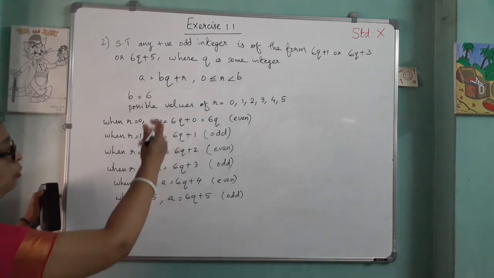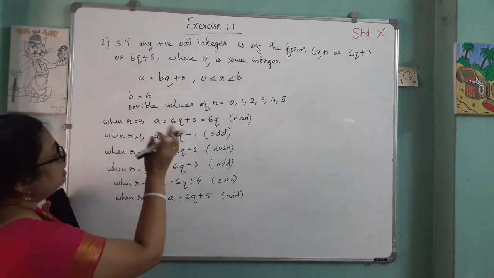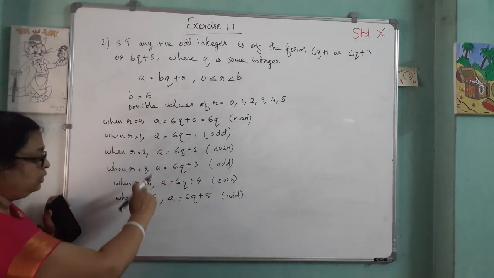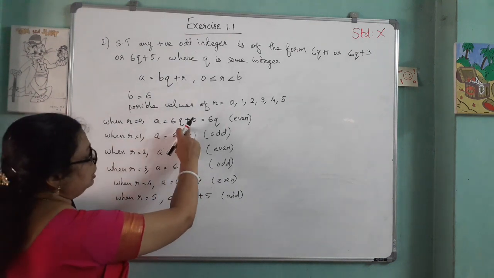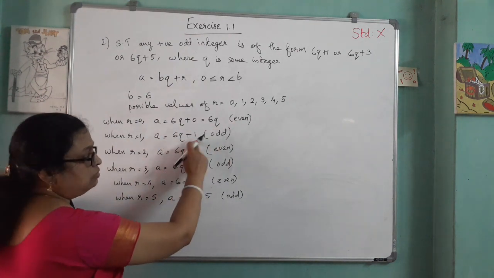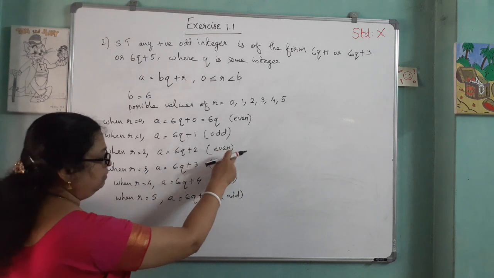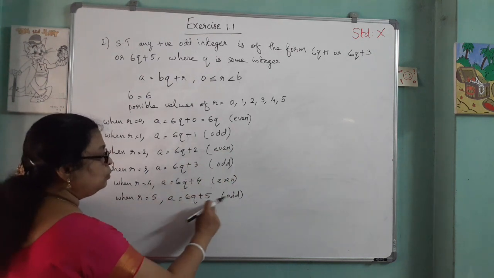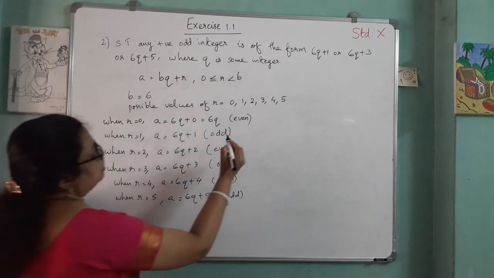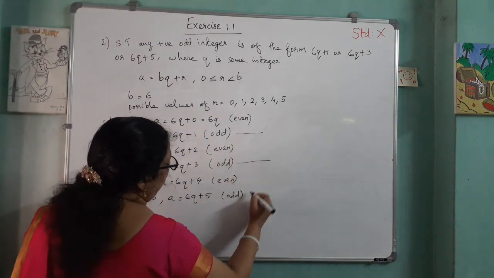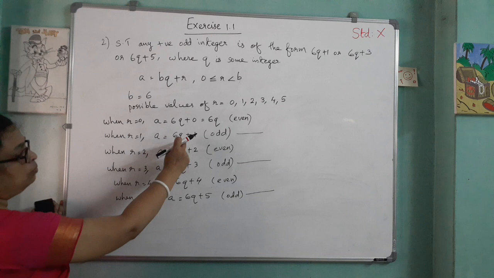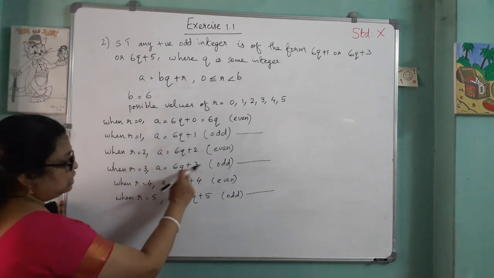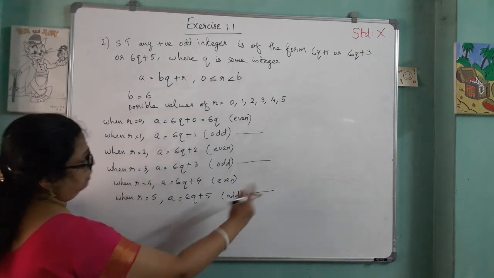So these are the possible values of r, and when we substitute r equal to 0, 1, 2, 3, 4, 5, we get 6q is even, 6q plus 1 is odd, 6q plus 2 is even, 6q plus 3 is odd, 6q plus 4 is even, 6q plus 5 is odd. So this is odd, this odd, and this odd. That is of the form 6q plus 1, 6q plus 3, and 6q plus 5.